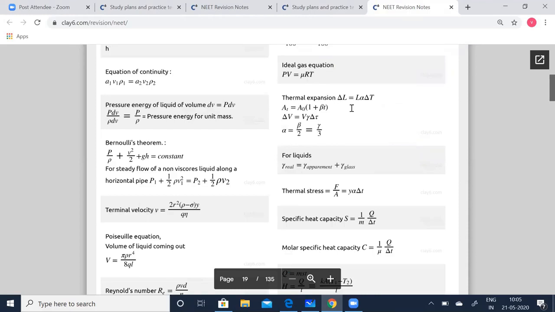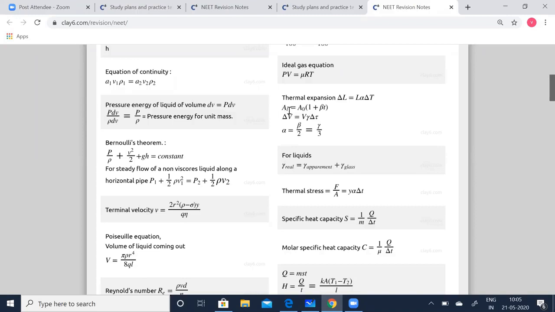Thermal expansion, delta L is equal to L alpha delta T, where delta L is the linear expansion, L is the length, alpha is the coefficient of expansion, delta T is the temperature difference. Earlier it was for length, linear expansion. This is now when the area changes.